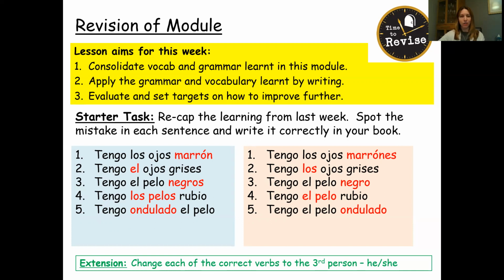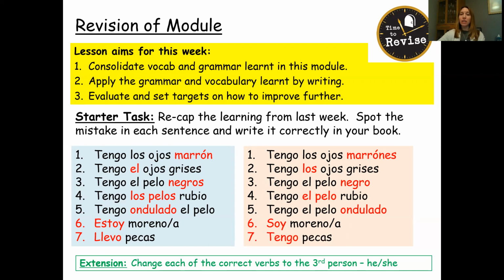So that's the translation. Número 6, and it's not estoy moreno or estoy morena. We use the verb ser to be. Soy moreno, soy morena. I'm dark-skinned. Y número 7, it's not llevo pecas, it's tengo pecas. I have freckles. So please give yourself a mark out of 7. Hopefully you did well on that task.